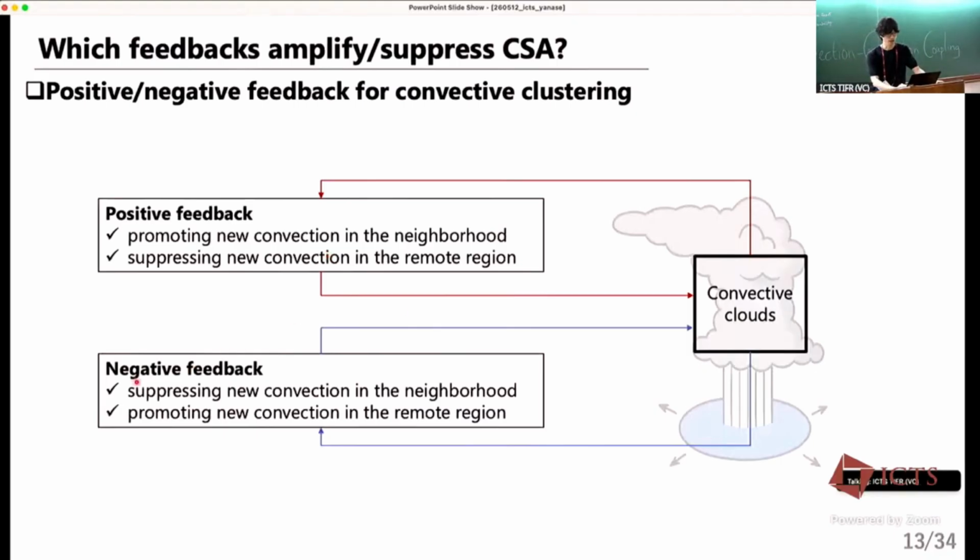On the other hand, if some process suppresses new convection in the neighborhood and promotes new convection in the remote region, it plays a role in homogenizing the convection field, which means it plays a role in negative feedback. So this is a basic idea.